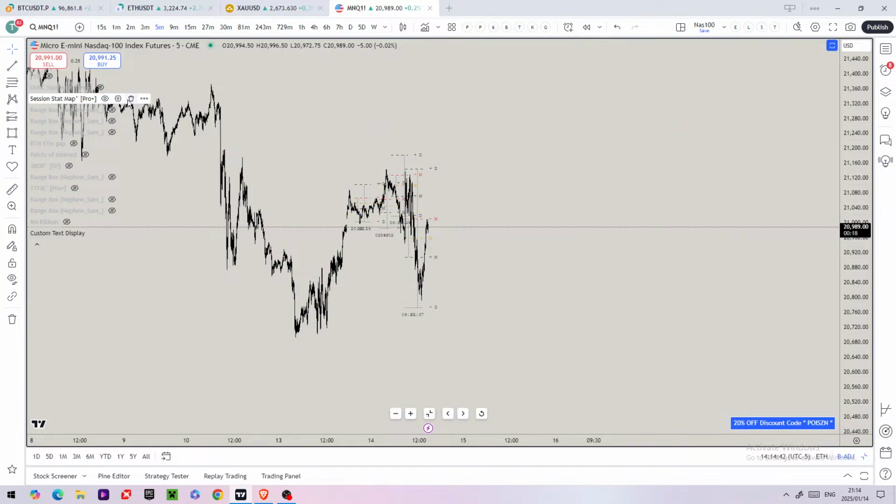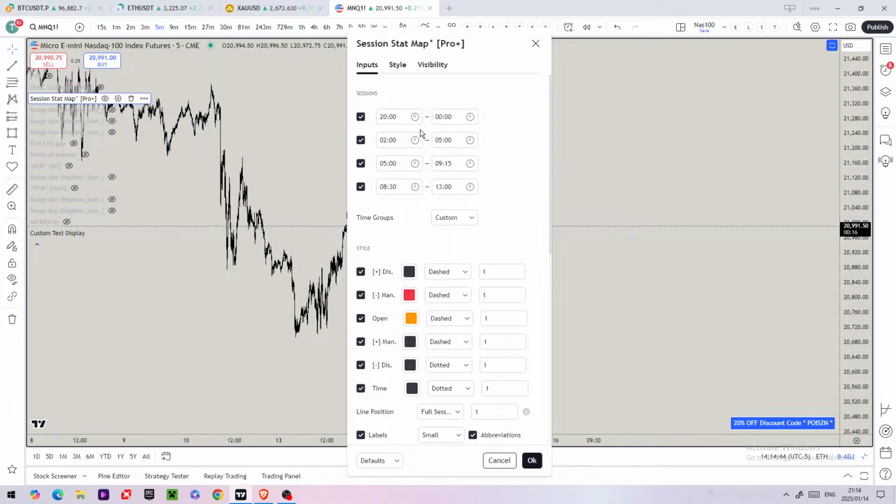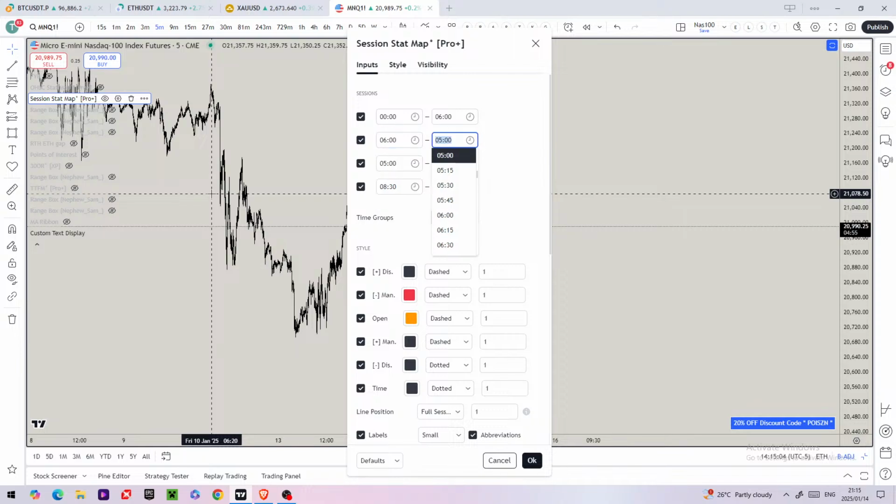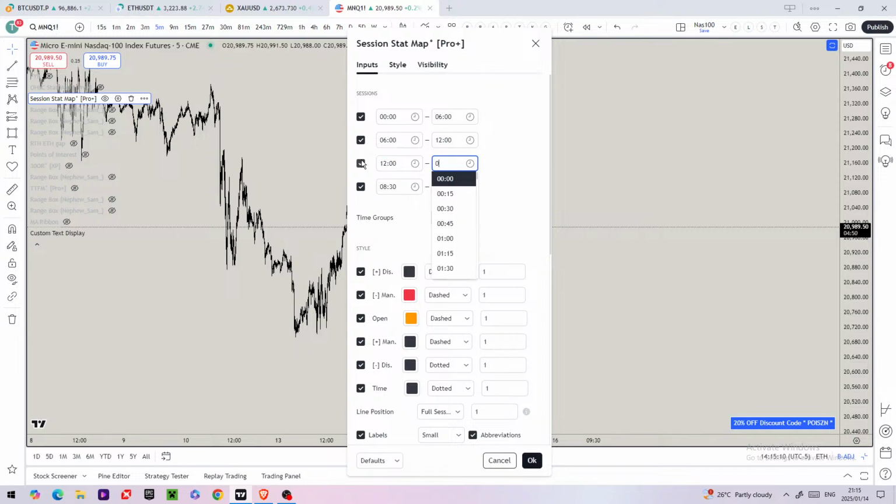Now, my personal session stat map levels, right here, I'm not sure, let's change this up here, right? Because these are different levels. I use midnight to 6 a.m., all UTC -5. I use 6 a.m. to 12 p.m., and we can add one here, 12 p.m. to 1800. 6 hour levels is what I'm interested in, and I'll let you guys in on a bit of a secret why I use those levels.